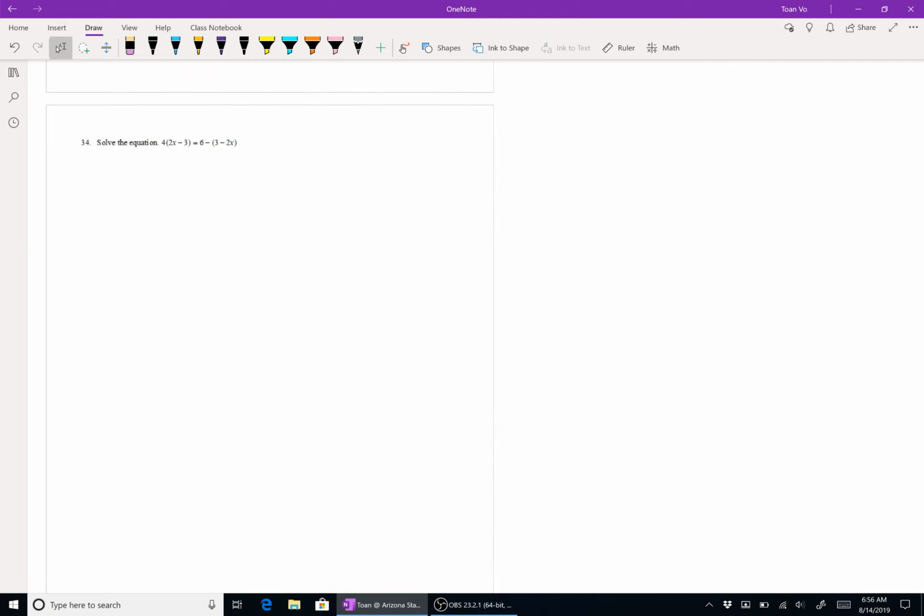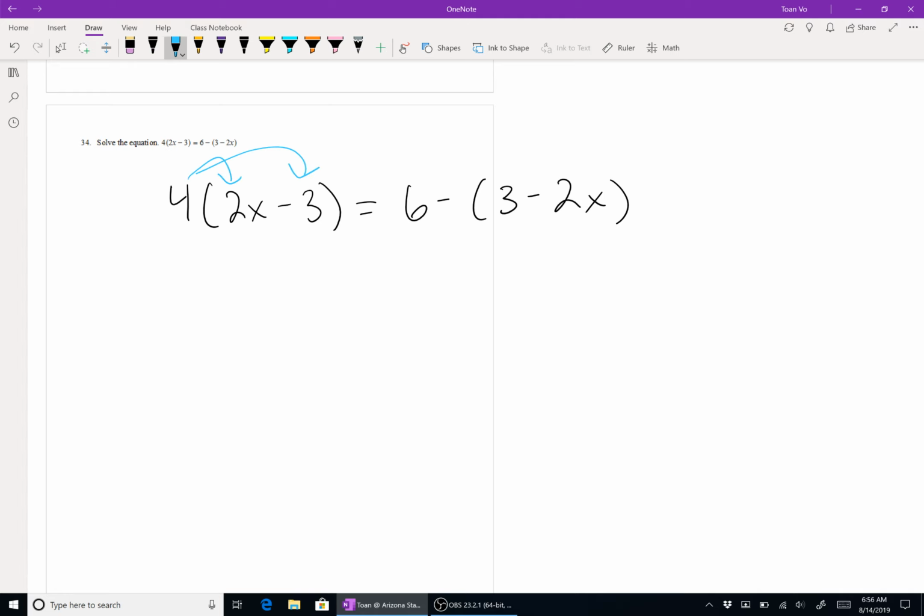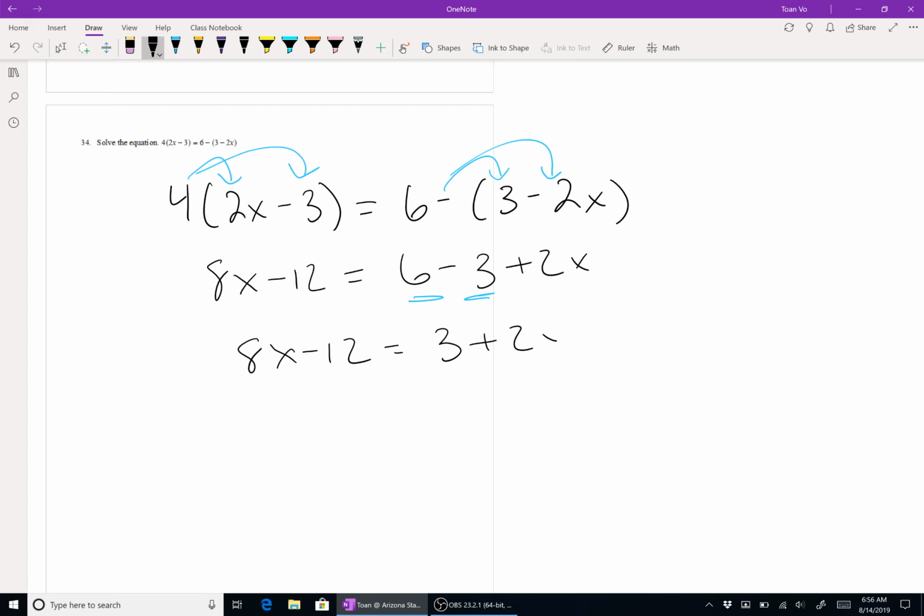Number 34, solving an equation. But hopefully by now, after doing the entire exam, we get a better idea of how to solve. It looks pretty complicated, so I'm going to clean it up by breaking down the parentheses with distribution. So distributing the 4 on the left gives us 8x minus 12. Distributing the negative on the right gives us negative 3 plus 2x. I'm going to go ahead and combine like terms here. Nothing to do on the left, so I'm just going to copy it down. And then I'm going to move all the x's to one side and all the numbers on the other. Hopefully we can do this in one step.